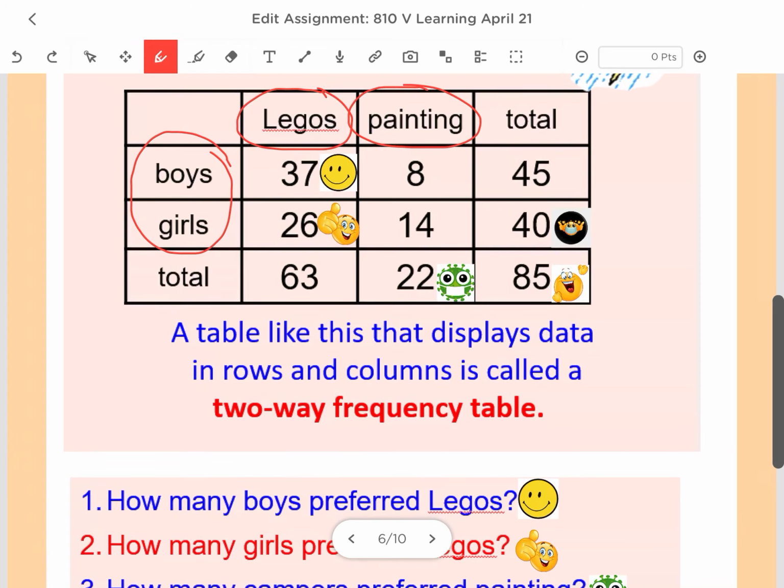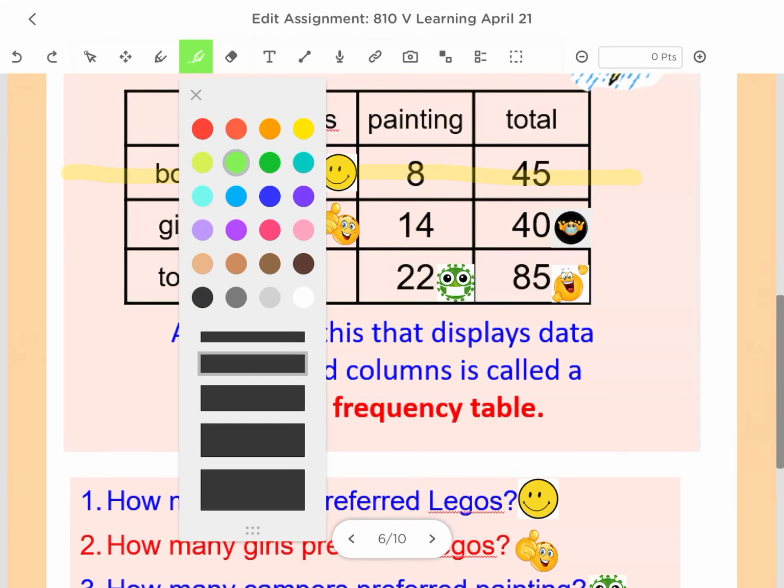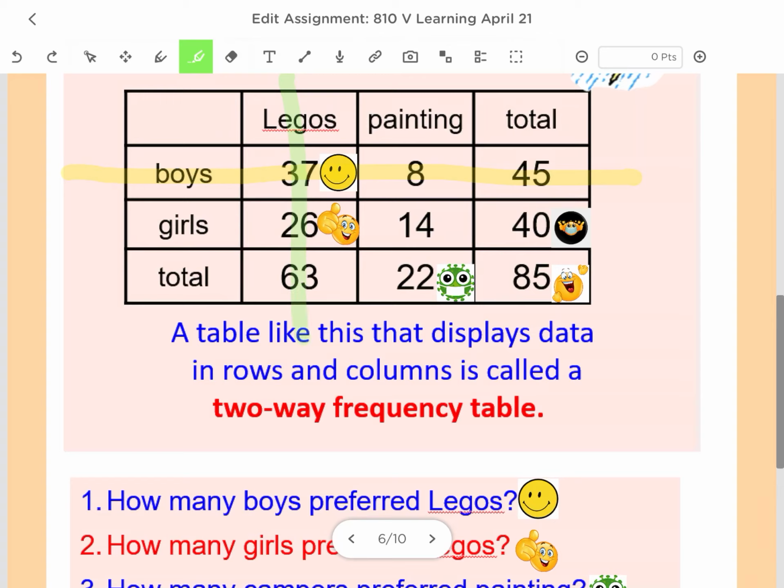So looking at all this information, we're going to go down here and we're going to identify and be able to answer some questions about this table. So question number 1 here says, how many boys preferred Legos? So if I look at my table, I'm looking for where the boys and the Legos meet. So here's all my boys. Then I'm going to look for all my Legos, which is right here. So the box where they both meet is this box right here, the 37. You'll notice the emoji there is a smiley face, so that matches that as well.